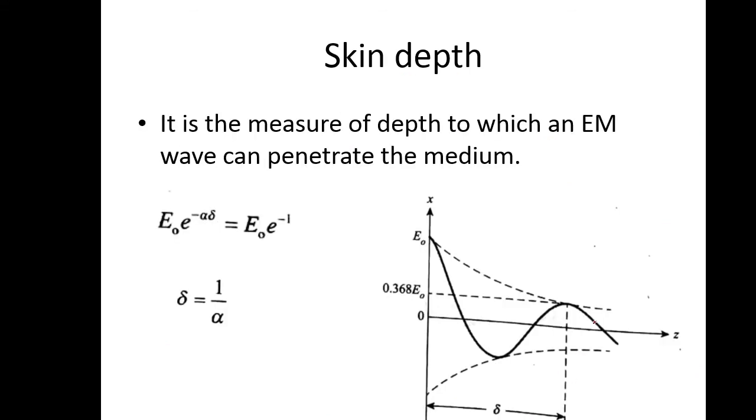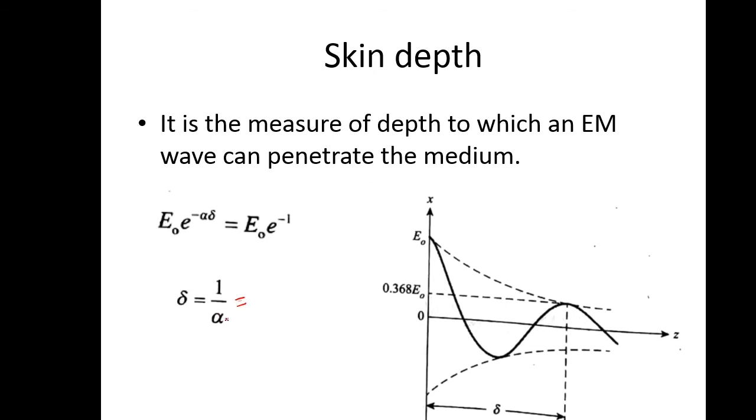Now another term called skin depth. Skin depth means it is a measure of depth to which an electromagnetic wave can penetrate the medium. This is a very important topic, because skin depth gives the measure of the depth up to which a wave can penetrate. Because if we take e raised to minus alpha delta as e raised to minus 1, and you are trying to calculate the value of delta, you get alpha delta is equal to 1, and delta will be equal to 1 by alpha. So skin depth is given by this equation, delta is equal to 1 by alpha.